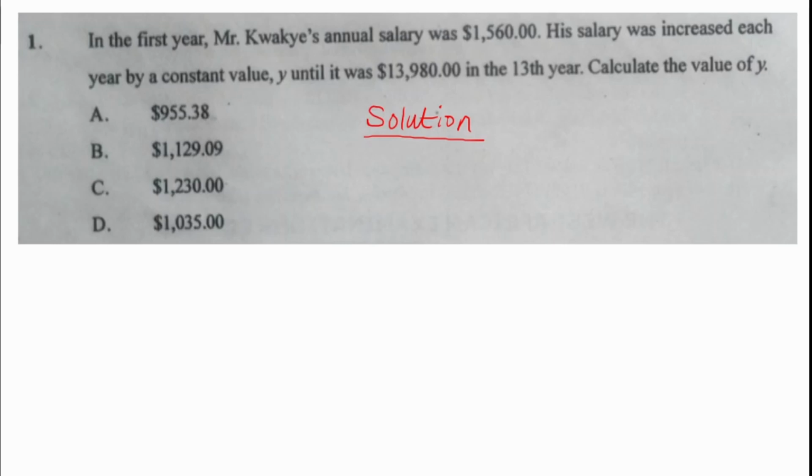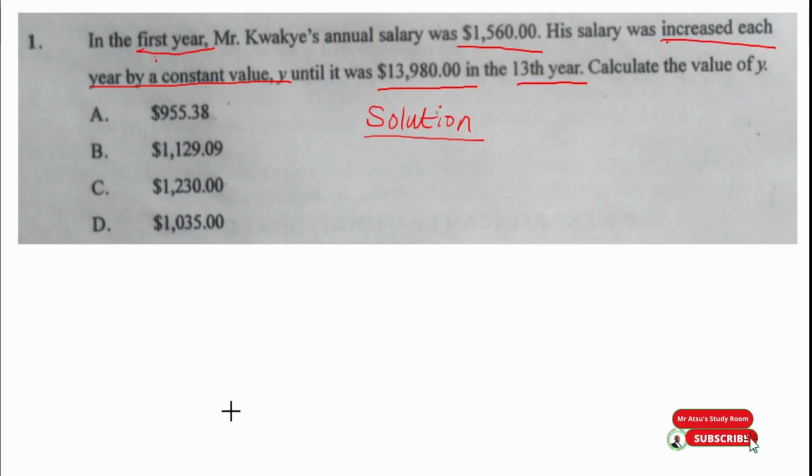Obviously, it will be very important for us to underline the key facts in this question. So the first thing I would like for us to underline is that in the first year, Mr. Kwachi's annual salary was $1,560. Then also his salary was increased each year by a constant value Y until it was $13,980 in the 13th year. Then we have to calculate the value of Y. If you pay attention to this question very well, the fact that the salary has a starting value and then there is a constant increase, this is a linear sequence or arithmetic progression.